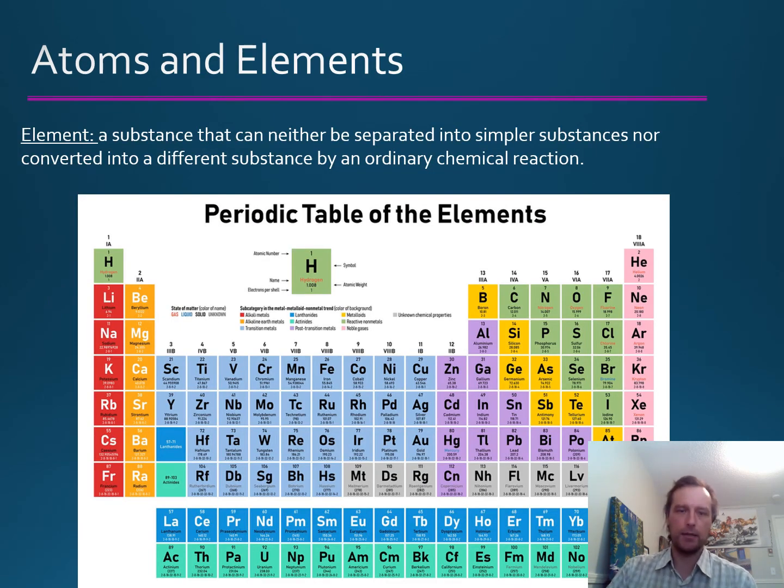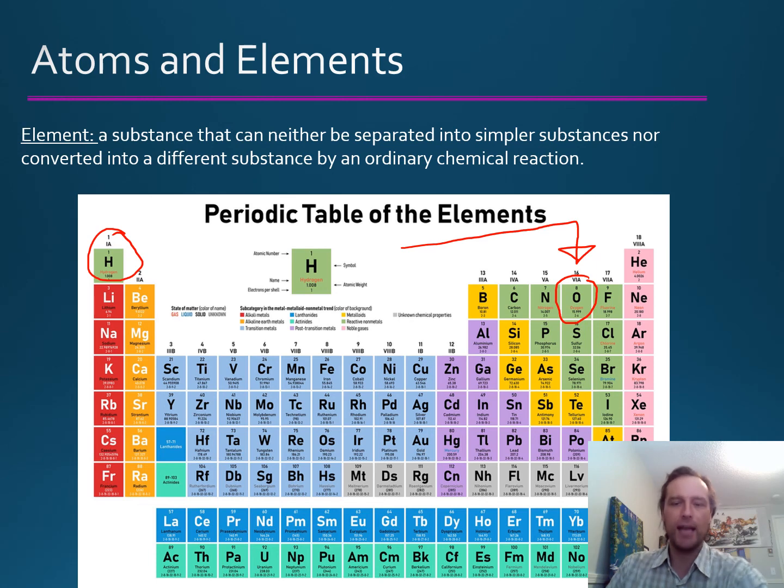Atoms and elements. So an element is a substance that can neither be separated into smaller substances nor converted into a different substance by any ordinary chemical reaction. Take hydrogen again. You cannot make hydrogen into anything else. Hydrogen is an element. It cannot be made into anything else by any ordinary chemical reactions. Now, obviously, you could take hydrogen, and let's take a look over here, if we can follow my cursor there. And if we combined hydrogen and oxygen, we could make water, 2 hydrogens and 1 oxygen, H2O. But we would still have the same elements. We'd still have hydrogen, and we would still have oxygen.